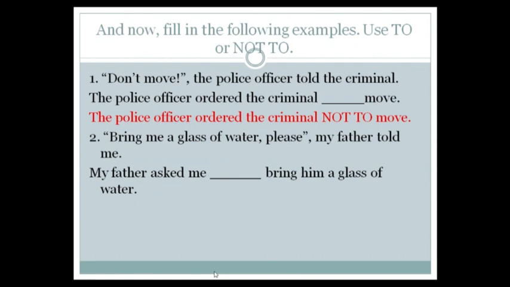"Bring me a glass of water, please." My father told me. My father asked me to bring him a glass of water. That's right.